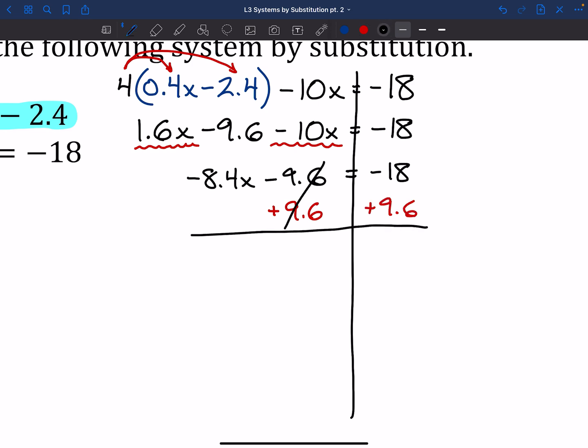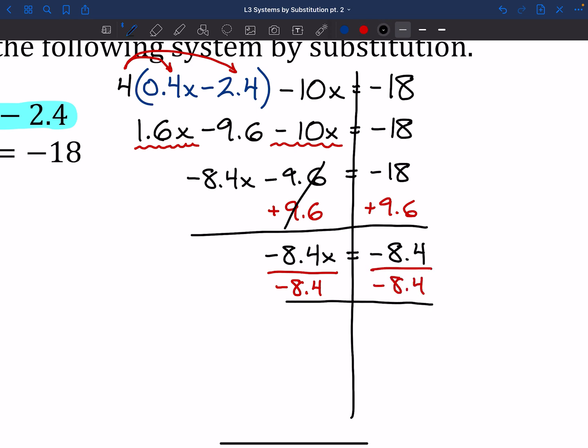All right, after we do that, we're going to get negative 8.4x is equal to whatever negative 18 plus 9.6 is, which is negative 8.4. And it looks like we're going to be okay if I divide both sides by negative 8.4. Lucky for us, it's all going to come out nicely. X is equal to 1. Phew, really dodged that one. Can you imagine having to plug in x is equal to 6.24? That would not be too fun, right?